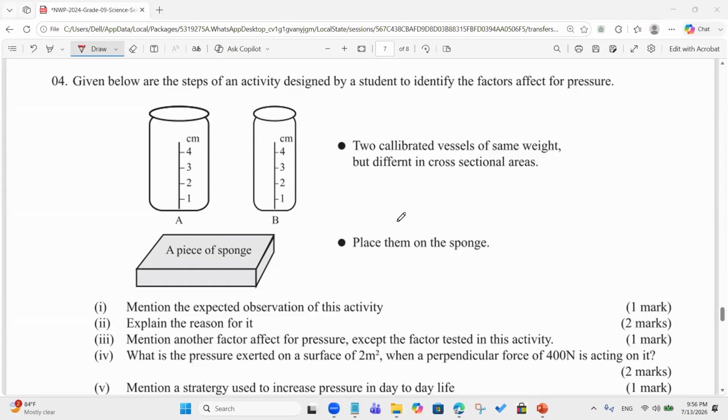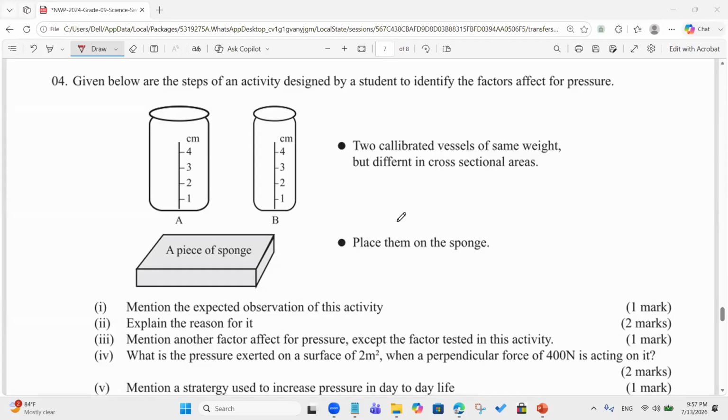So here it is also the same. You can see the reduction in the height of sponge B is more than A, right? Bottle B can reduce the height of the sponge. Okay, so that's the answer. Explain the reason. The reason is that less surface area creates a high pressure. Mention another factor for pressure except the factor tested in this activity.